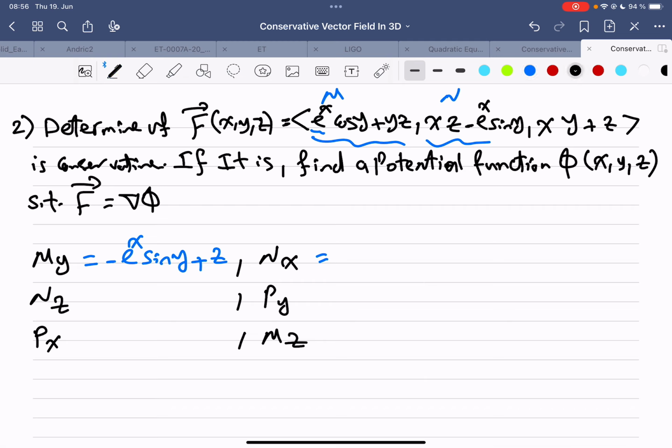Okay, in this case, when we differentiate n with respect to x, it will give you z from the first term, minus, here sine y is constant. When you differentiate e to the power x with respect to x, it will give you e to the power x, so this will be e to the power x sine y. So from here you can find that m_y equals n_x.